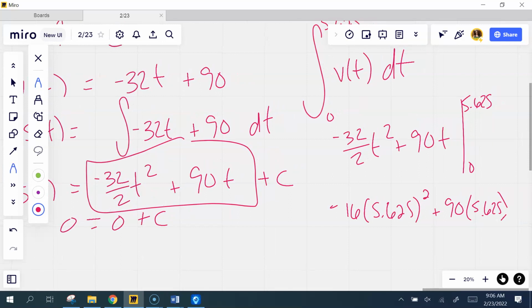Distance traveled is always the integral of velocity, but it's absolute value. Position is measured on an interval. The integral of velocity is position, excuse me, total distance traveled. Area under the curve.